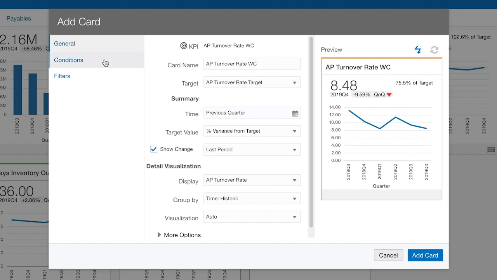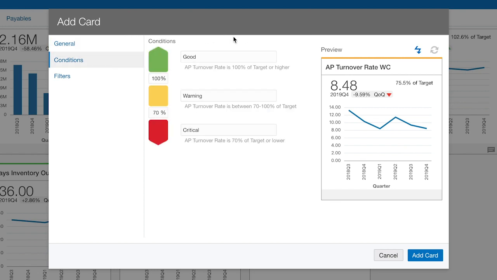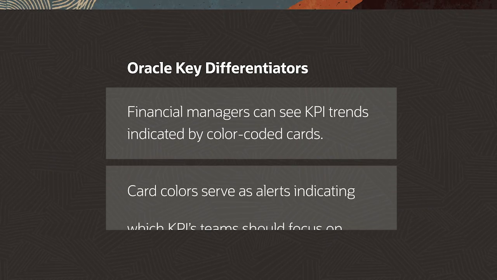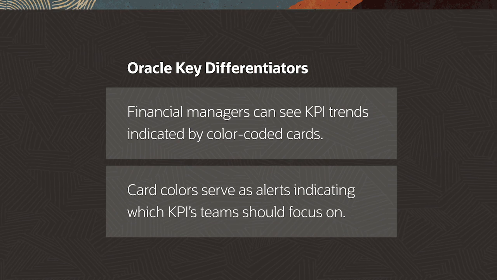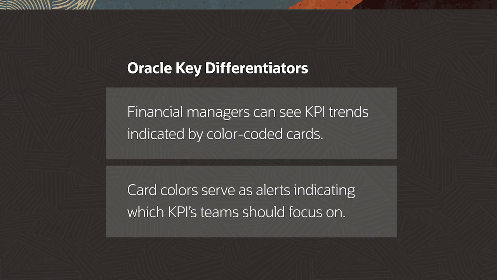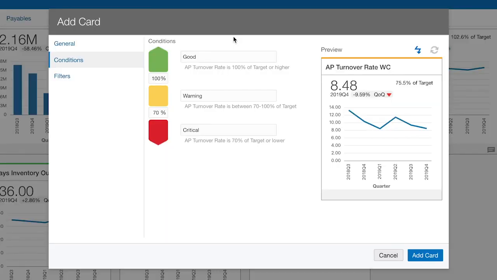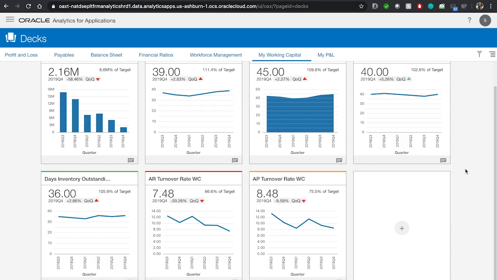He's also going to personalize this card even further by going into the conditions, which is going to alert him on the KPI of whether it's in the critical stage or it's performing well. So it's going to be representing green, yellow, or red on the very top. And we see that with the AP turnover rate, it's already by default in the warning stage. So their metric is falling in between the 100th to 70th percentile. The financial manager is already happy with the default settings, and so he's going to go ahead and keep them and now add the card to his deck.